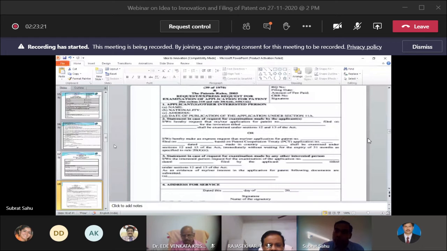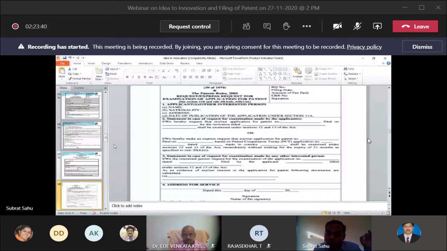So keep in mind, any person who wants to pay the Form 18A amount can proceed with expedited examination and can get a patent of his product and process within 6 to 7 months. Initially, for an ordinary process, it would take 12 to 13 months. But after expedited examination, it takes only 6 to 7 months.